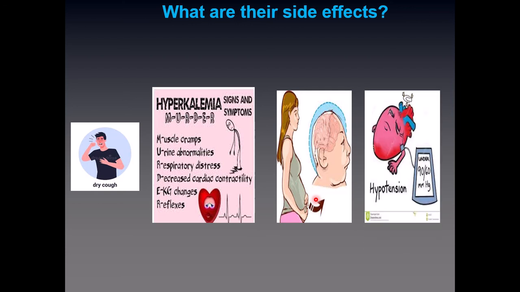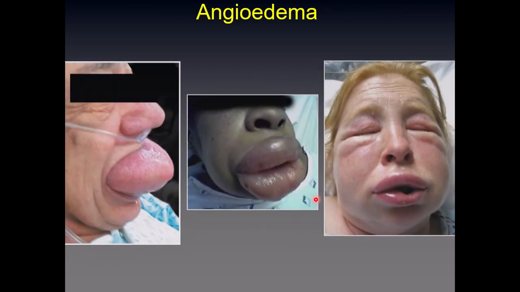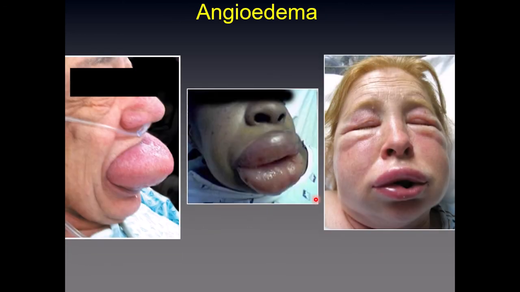Next adverse effect, as we discussed earlier, is teratogenicity in the second and third trimester of pregnancy, and the last one is the hypotension. Angioedema, these are the cases of angioedema. I already said the book says these may be life-threatening, but I say it is definitely a life-threatening situation.